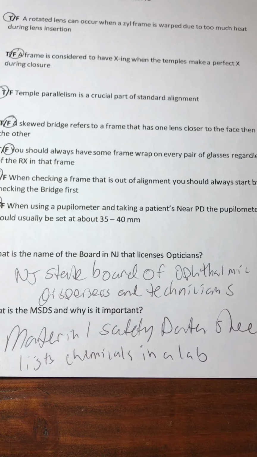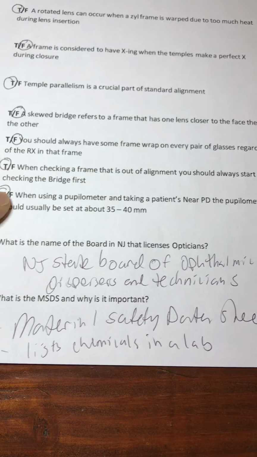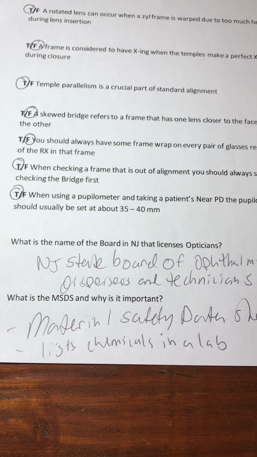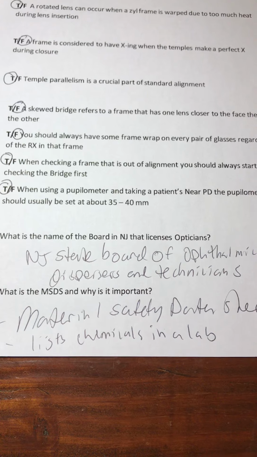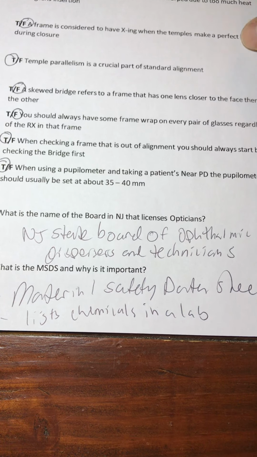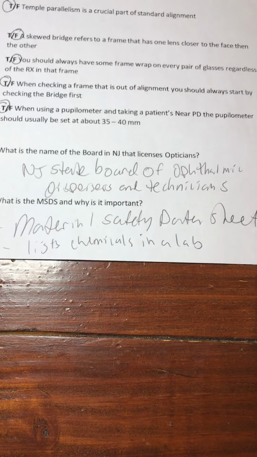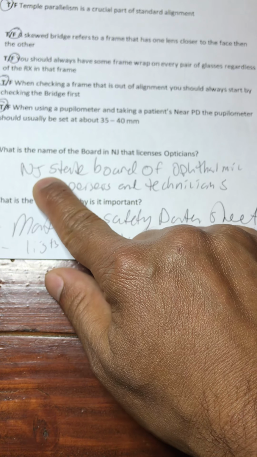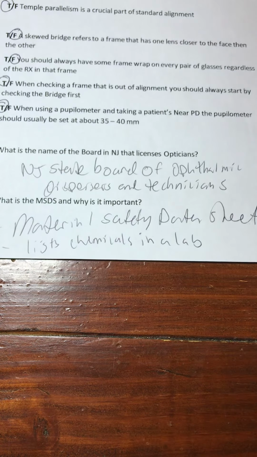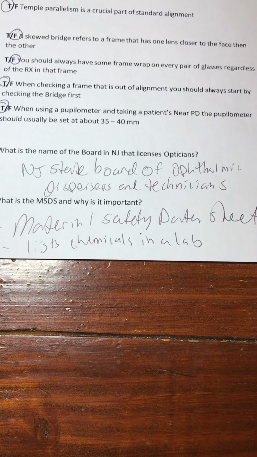True, when checking a frame that is out of alignment, you should always start by checking the bridge first. Absolutely, we do bridge, end-piece, temple, the BET method. Next one, when using a pupillometer and taking a patient's near PD, the pupillometer should usually be set at about 35 to 40 millimeters. That's true. The board that licenses opticians is the New Jersey, and some people left that off, but I didn't take away credit. The New Jersey State Board of Ophthalmic Dispensers and Technicians.